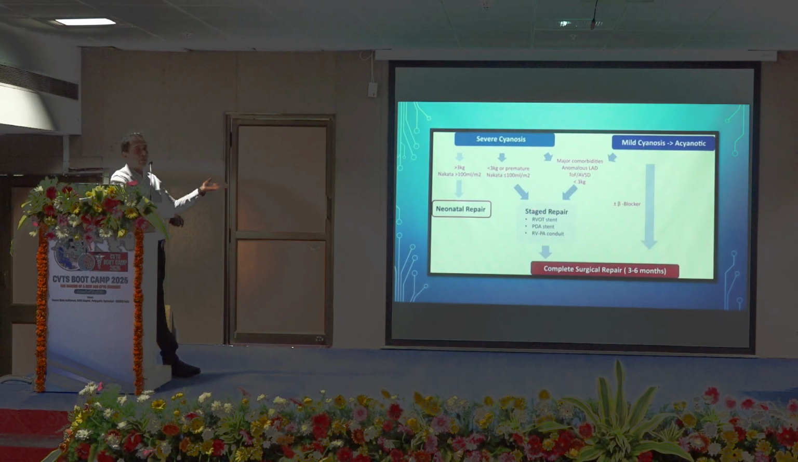What is staging and what are the stages, I'll describe later. So you can stage. You can do RVOT stent, you can do PDA stent, you can do systemic to pulmonary artery shunt, and then subsequently you can go for the second stage, that is corrective surgery. If there is mild cyanosis but there are comorbidities, like an abnormal coronary crossing the RVOT, or if the weight is less, or if the patient has associated abnormalities like tetralogy with AV canal defect, in those cases, stage it first with PDA stent or RVOT stent or BT shunt, and then go for complete repair.